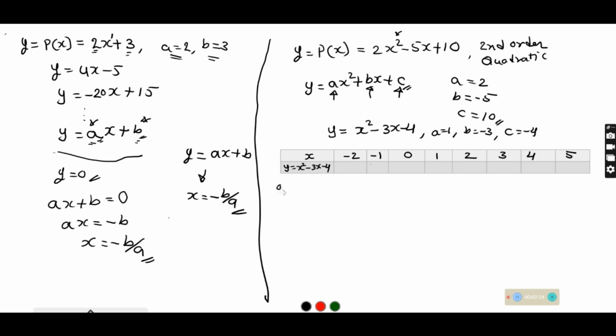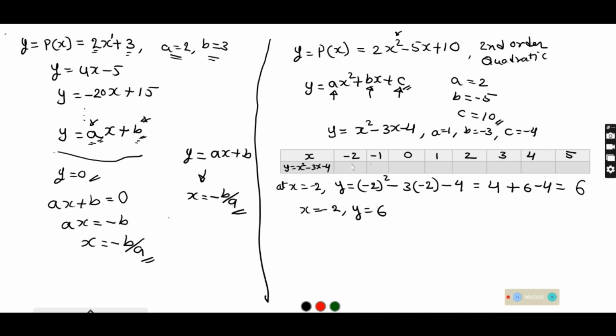So at x is equal to minus 2, we need to substitute minus 2 into that equation. So minus 2 whole square minus 3 into minus 2 minus 4. Minus 2 whole square is plus 4, and plus 6, and minus 4. So that is equal to 6. So at x is equal to minus 2, y is 6. I am writing the y as 6 here.